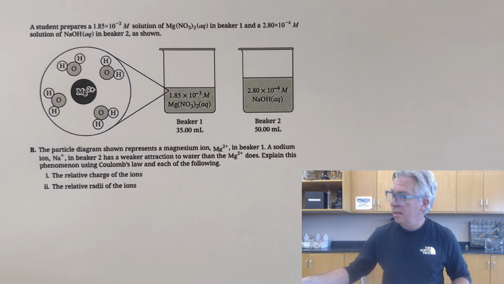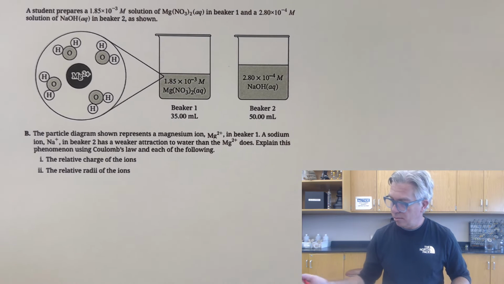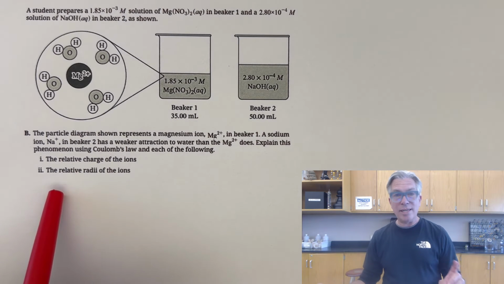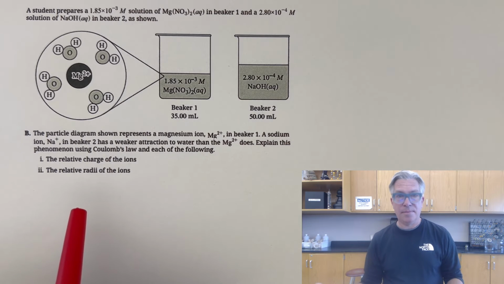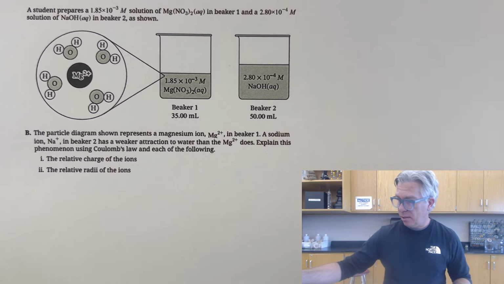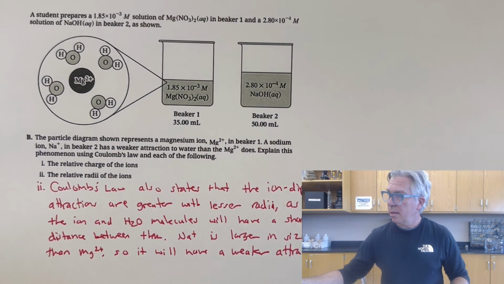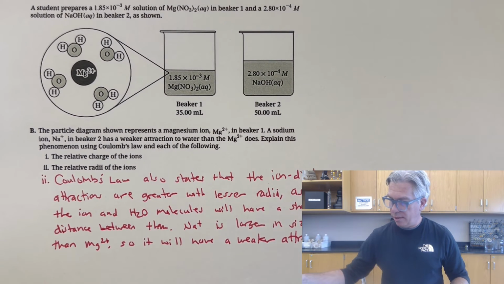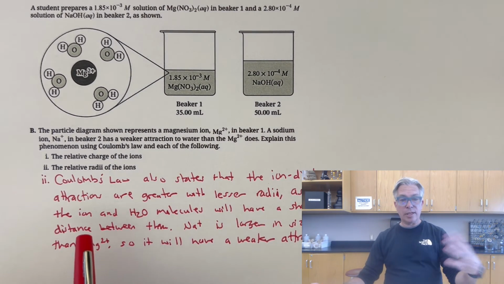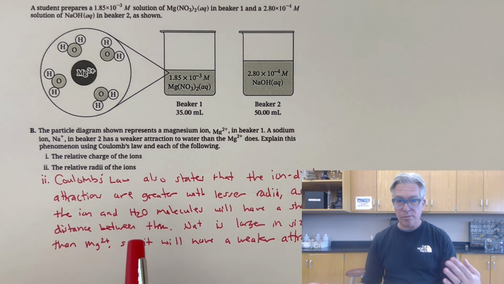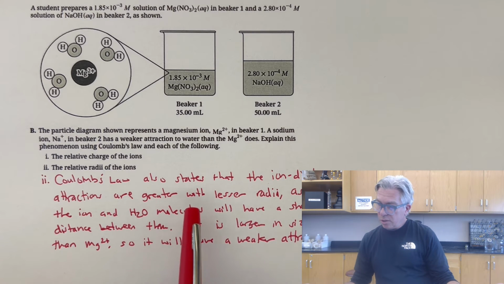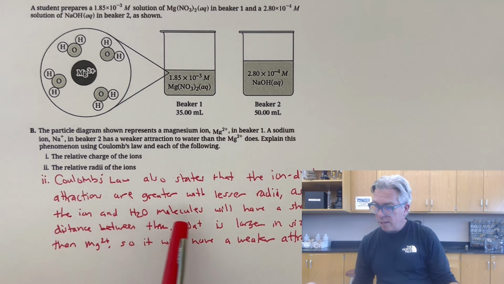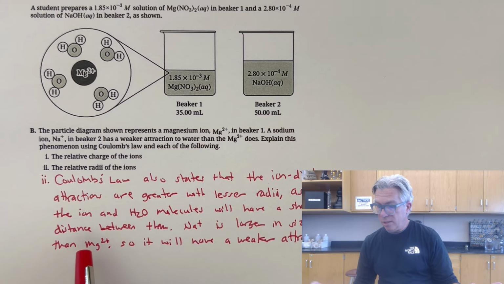Now let's check out the next part, going back to the original problem. Now we've got to talk about the relative radii of the ions. Okay? So think about that for a second if you'd like. And what I have here is that Coulomb's law, which I also like to refer to in the question when I'm crafting my answers, also states that the ion dipole attractions are greater with lesser radii, as the ion and the water molecules will have a shorter distance between them.